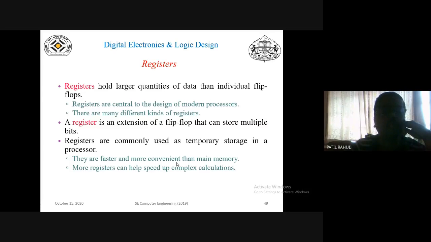So yesterday we saw what a register is. We already saw the flip flops. Now we will see the function of a register. A register holds larger quantities of data than an individual flip flop. A flip flop stores one bit of information, but a register stores more than one bit. If you want to store 4-bit information, 4 flip-flops are used. When a number of flip-flops come together, they form a register. So a register is the extended version of the flip-flop, can store multiple bits, and registers are commonly used as temporary storage in a processor. So this register is the heart of any processor.